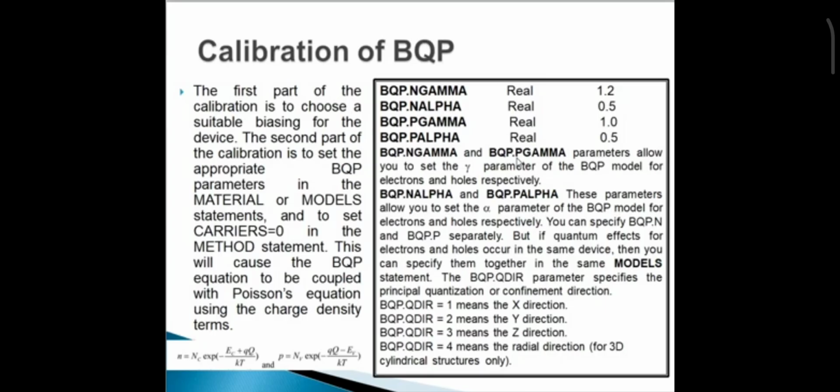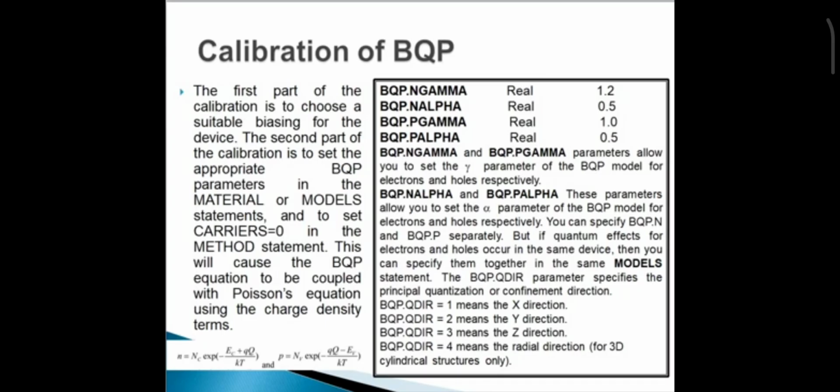BQP.N gamma and BQP.P gamma parameters allow you to set the gamma parameter of the BQP model for electrons and holes respectively. BQP.N alpha and BQP.P alpha, these parameters allow you to set the alpha parameter of the BQP model for electron and hole respectively. You can specify BQP.N and BQP.P separately. But if quantum effects for electron and hole occur in the same device, then you can specify them together in the same model statement.